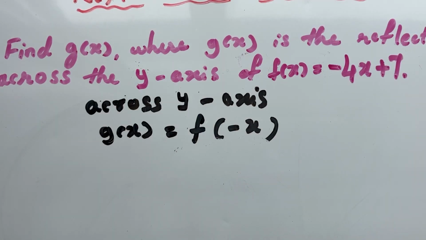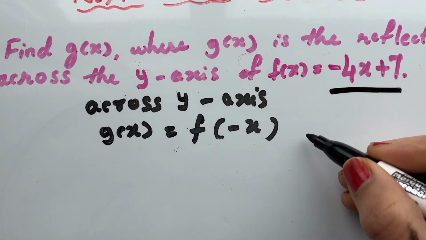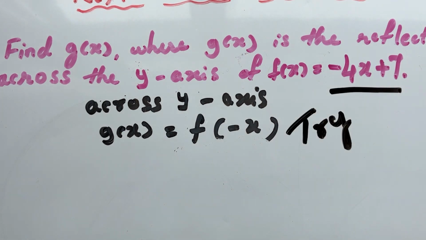You can try this question. Here the reflection is given across the y-axis of f(x) is equal to negative 4x plus 7. Find g(x), where g(x) is the reflection across the y-axis.